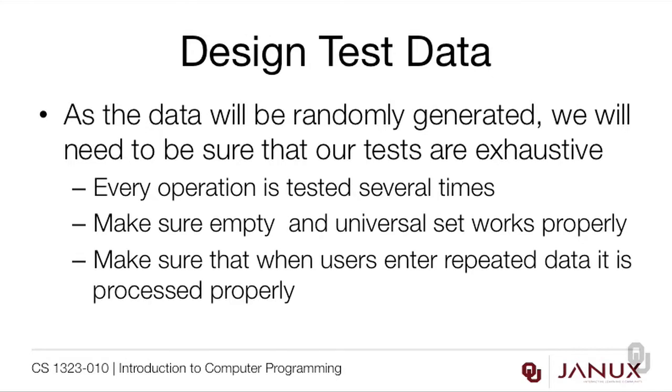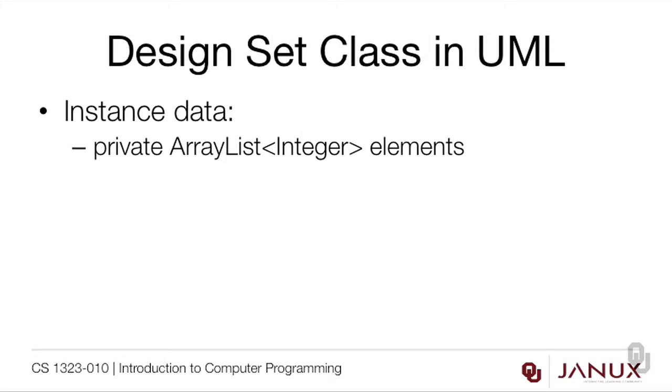And we need to make sure that when users enter repeated data, that the data is processed properly. Because it is legal to have repeated data in a set, we have to make sure that things are working correctly in that case. So those are good boundary conditions. The next thing we need to do is design our set class in UML. For instance data, we could use an array list or an array. Either would be fine, but I've picked an array list.